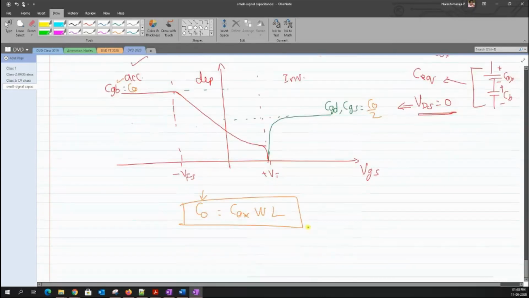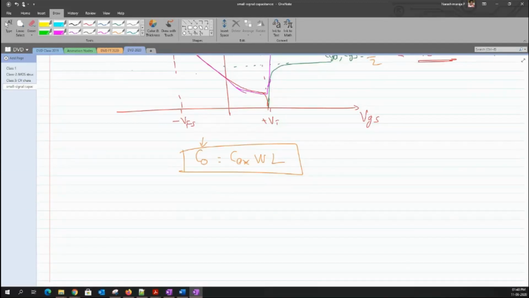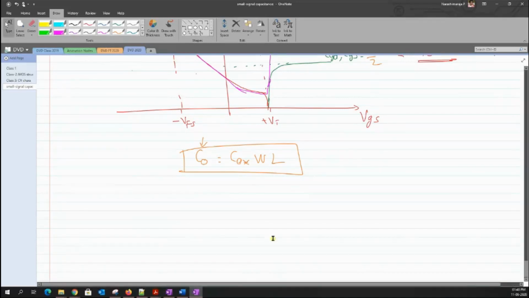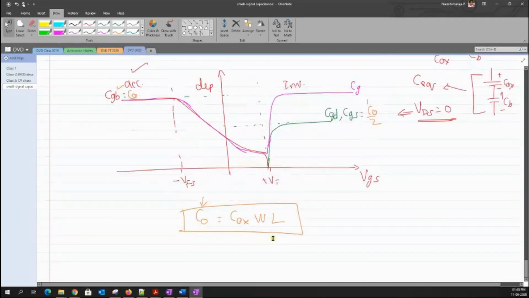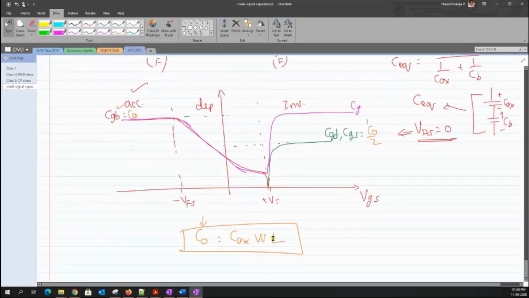Clear? And now if I want to plot over this the same graph, this is our CG without any reference, the purple one. This is what is known as the gate capacitance, and this was the graph that I plotted when I was working with a VDS equal to 0. But what happens when I have a VDS that is different?